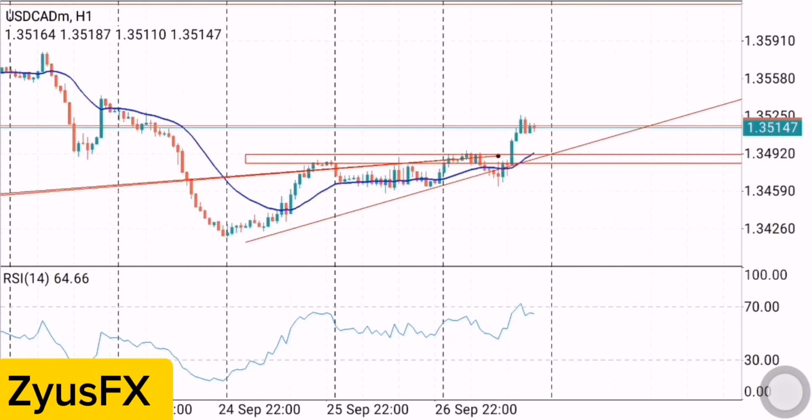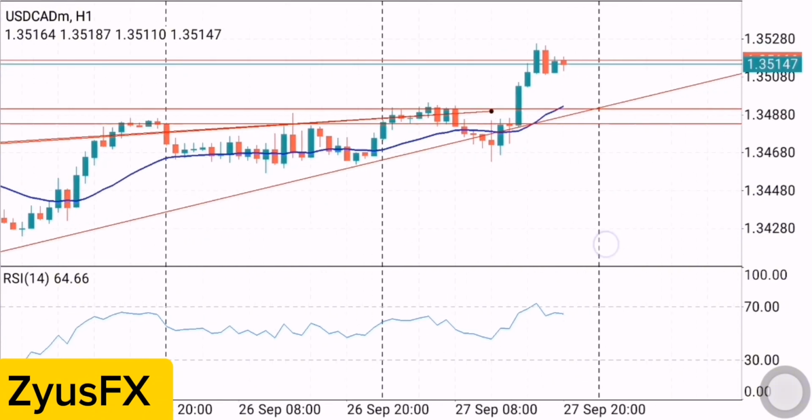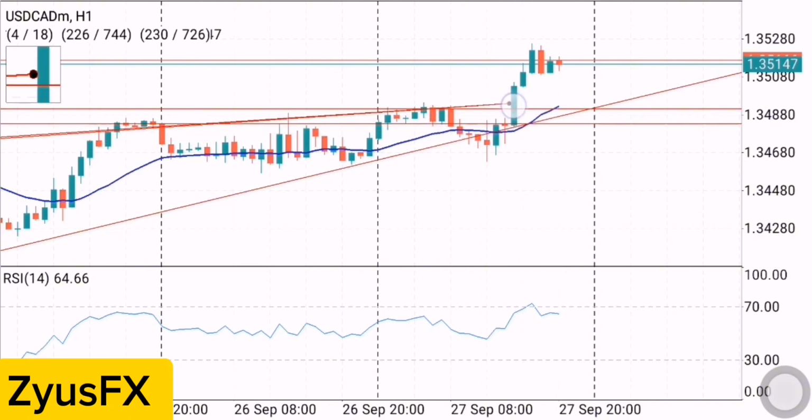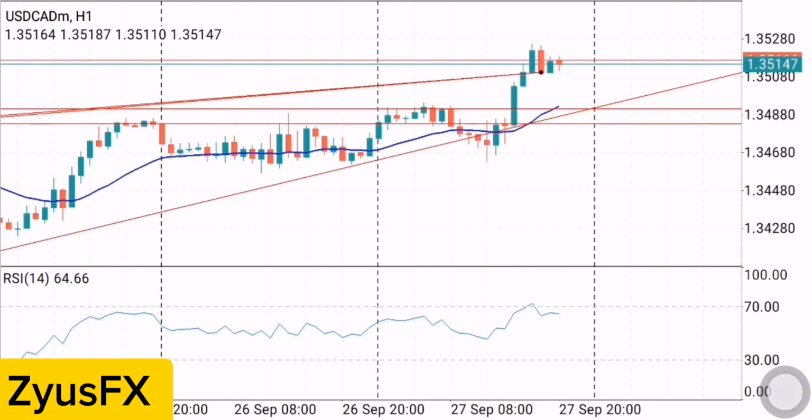So this is the level we have drawn. So this is the level we have drawn from the 4-hour time frame. Remember, this is a candle that broke that level. So the behavior now is price broke that level and price is pulling back.